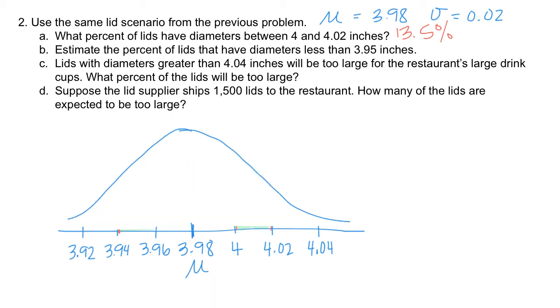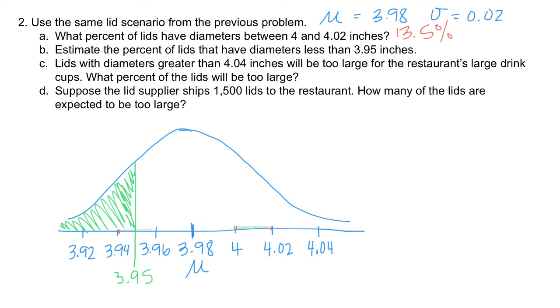All right, let's look at B. Estimate the percent of lids that have diameters less than 3.95 inches. So I'm going to mark where 3.95 inches is on my number line. I have 3.94, and it's a little above that, so I'm just going to put a mark here. It says we want less than, so I want this area. This isn't exactly 1, 2, or 3 standard deviations below the mean. It's between 1 and 2 standard deviations below the mean. So I'm going to use what I know from the empirical rule to estimate what this area would be.